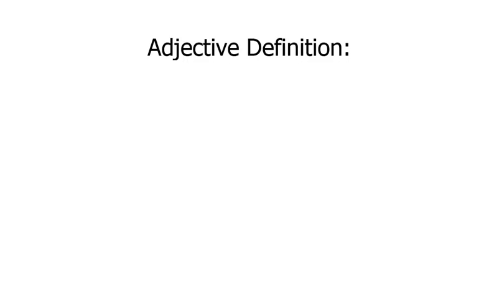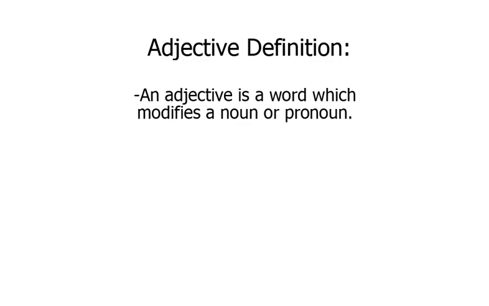As always, we'll start with a simple definition. An adjective is a word which modifies a noun or a pronoun. When we say modify, what we mean is that an adjective adds detail to it. So instead of a car, we might say a red car. Red, in this case, modifies the noun car and is therefore an adjective.